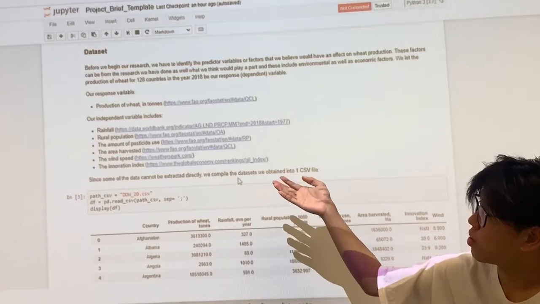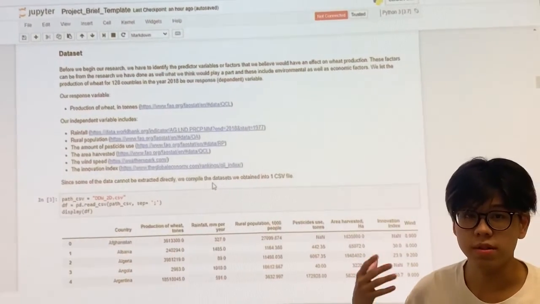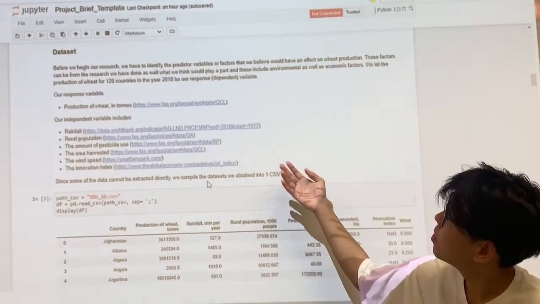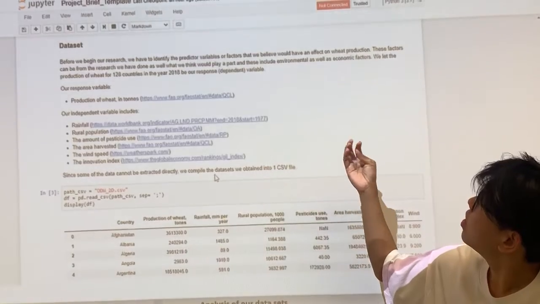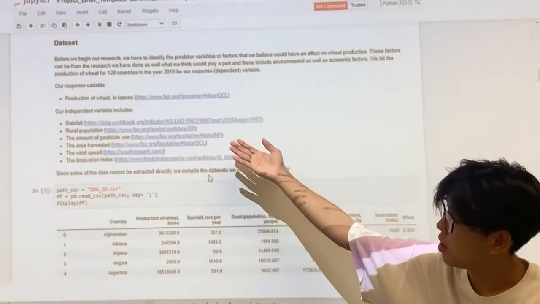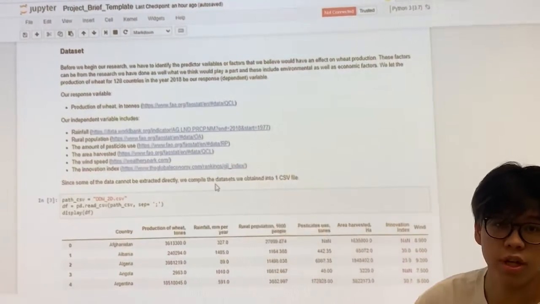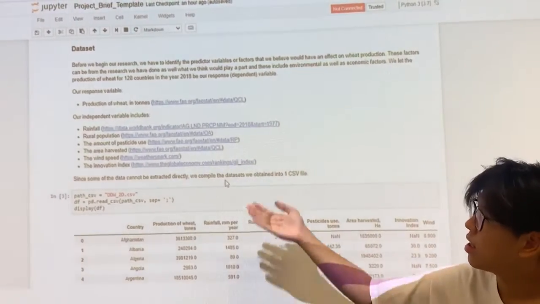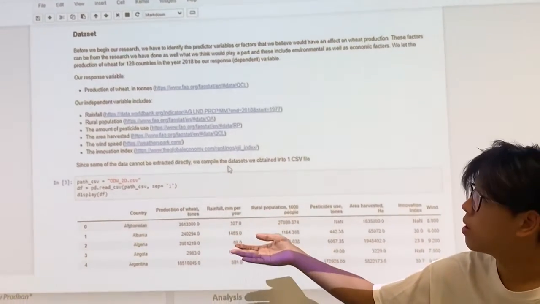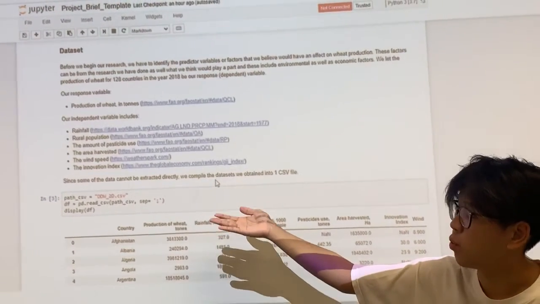And then for our data set, we began our research and we came up with factors that we thought would have an influence on wheat production. This includes both environmental and economic factors. You can see here the response variable has to be the production of wheat because that's our Y, and then the independent variables include factors like rainfall, rural population, pesticide, area harvested, wind speed, and innovation index.